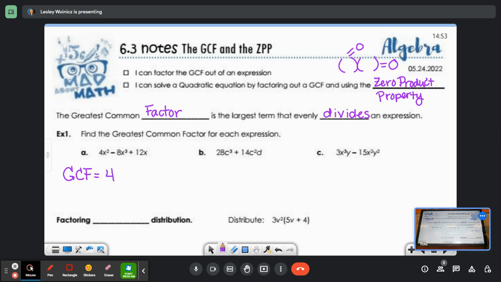Okay, so now we're going to look at the x's. So here I have 2 x's multiplied together. In this term I have 3, and in this term I just have 1. So if I'm going to take away the same number of x's from each of my terms, because they get mad if I'm not fair, what is the biggest number that I can take away from all 3?